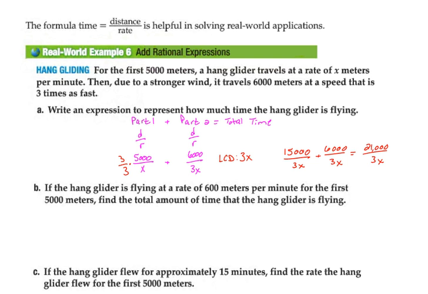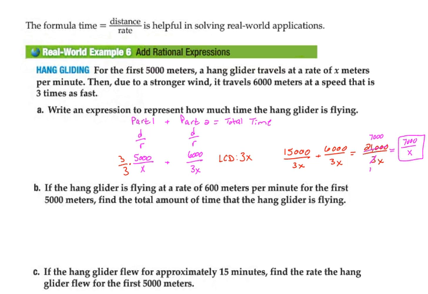Okay, can we go any further? Yep, we actually can, because what do these guys have in common? They have that 3 in common. So 3 goes into 3 one time, into 21,000 7,000 times. So final answer, the expression that represents how much time the hang glider is flying is 7,000 over x.